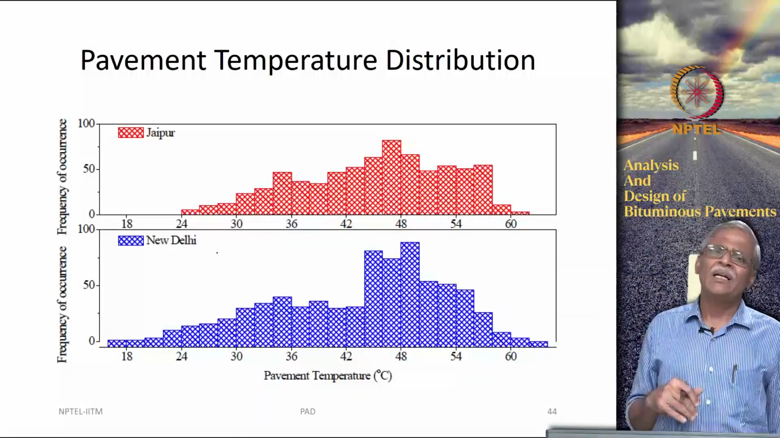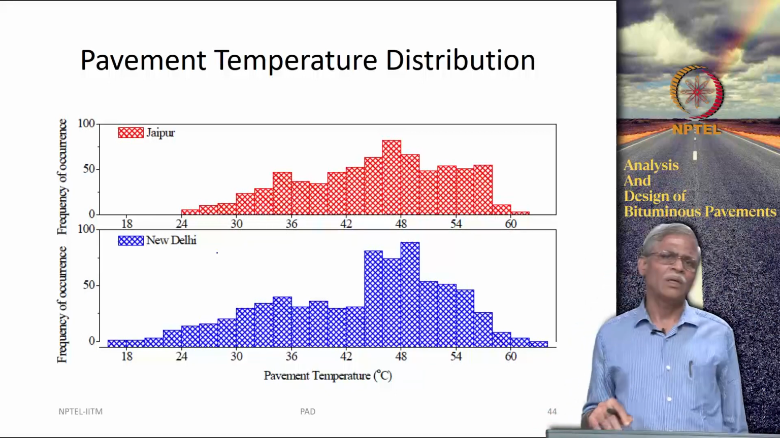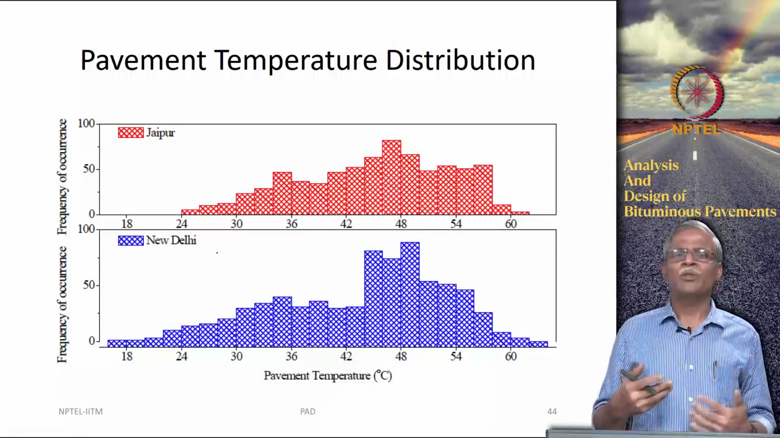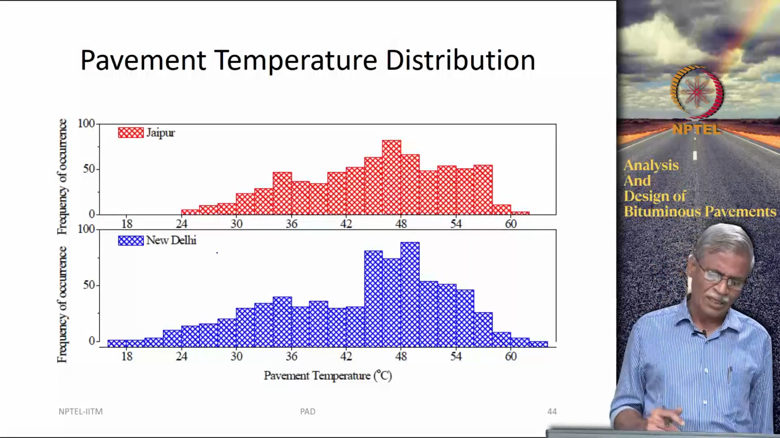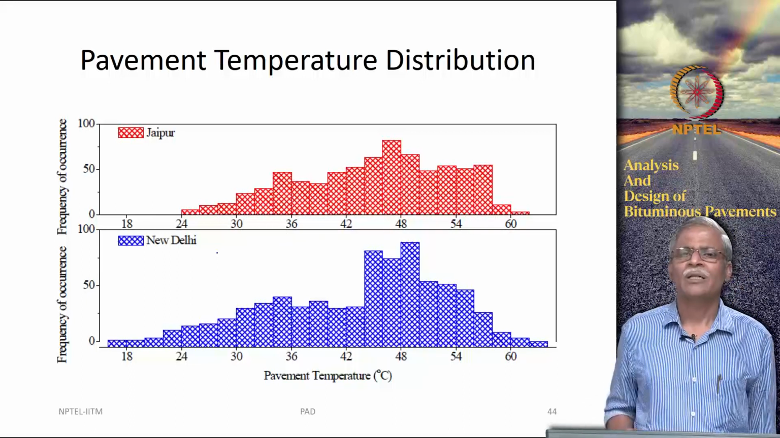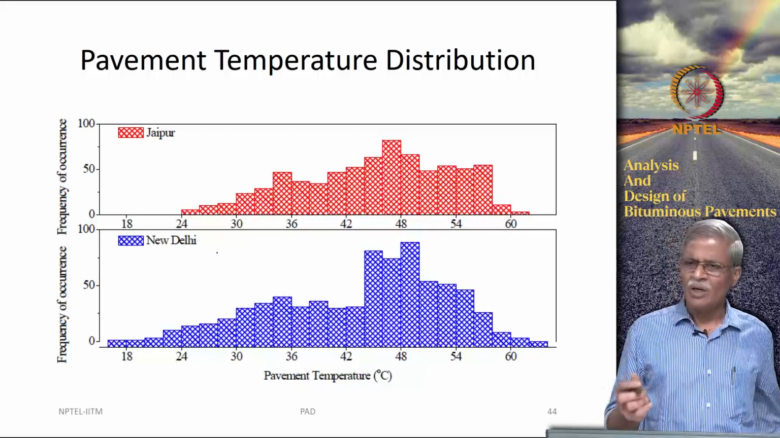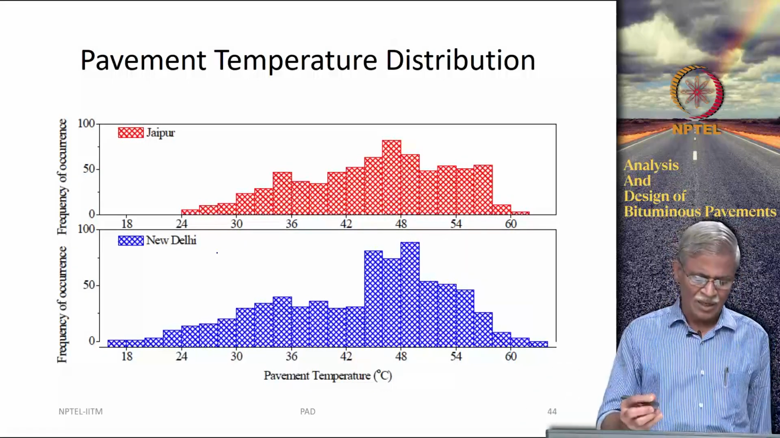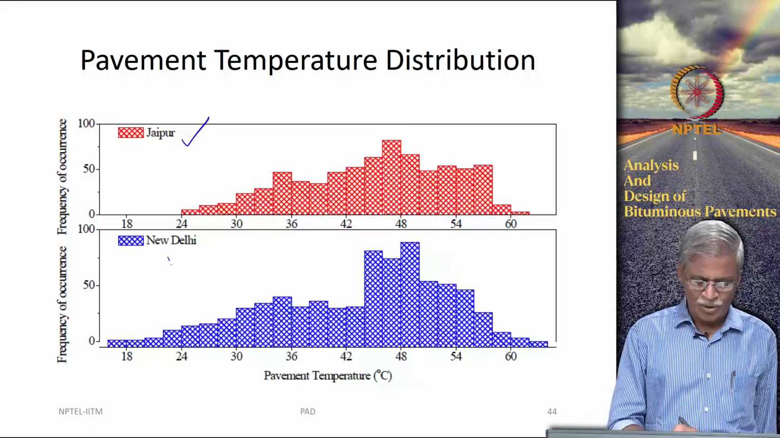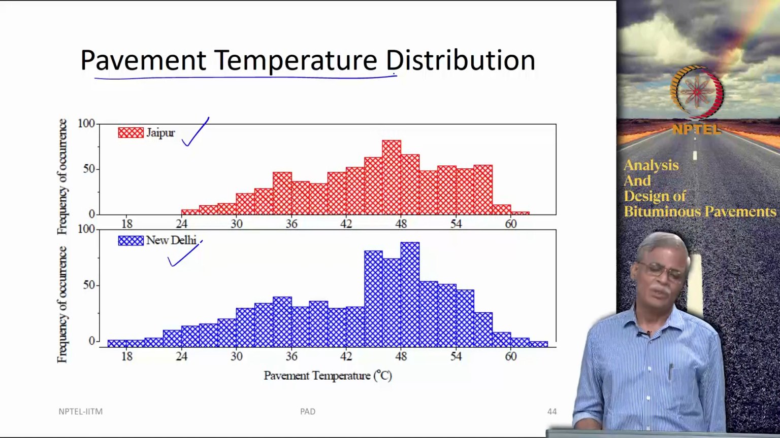So, with another of my students, and in fact Dr. Padma is also a co-author in that other paper, we tried to do some rut depth simulations, and for that what we did was to plot this kind of frequency distributions for many cities in the country. I am just showing you a few examples. So, this is for Jaipur, this is for New Delhi, and of course, you need to understand this is the pavement temperature distribution.